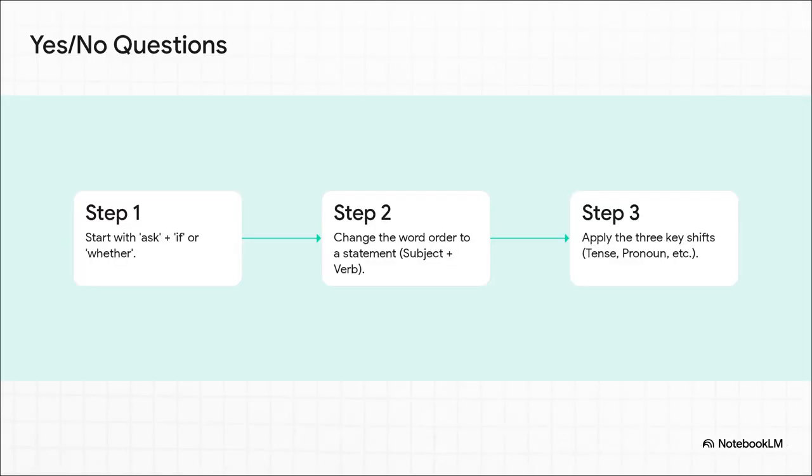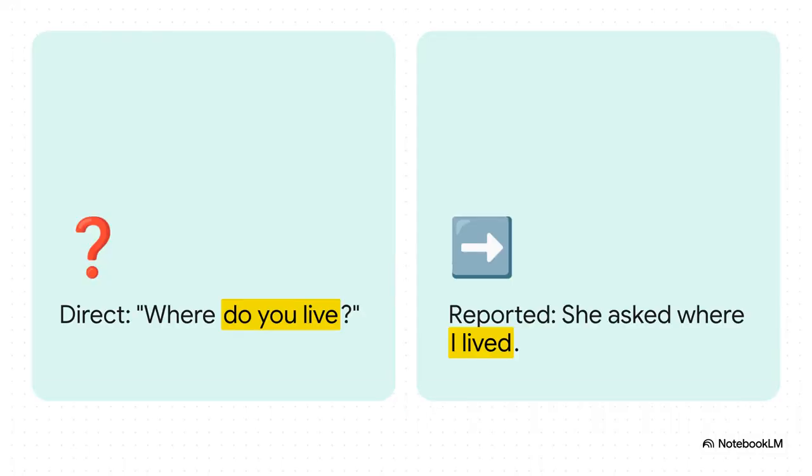So what about yes or no questions? This looks a little more complex, but it's really just a simple 3-step recipe. You kick it off with if or whether, then, and this is key, you flip the word order from a question back to a normal statement. Then you just apply the same shifts we already know. Now, for questions starting with words like what, where, or when, it's pretty similar. You keep that question word, and this is the part that catches everyone out, you have to change the rest of it into a statement. So it's she asked where I lived, not she asked where did I live. It's a small change, but it makes a huge difference.